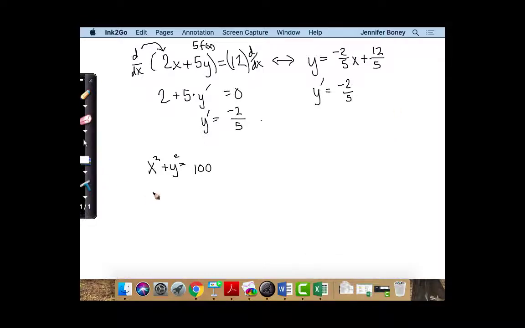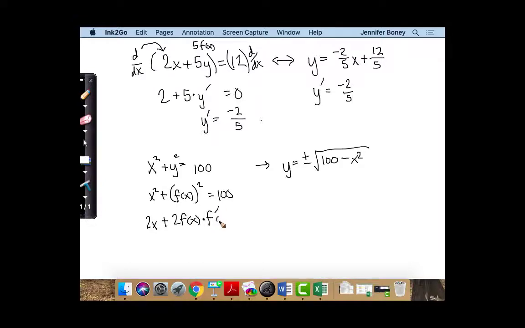And if I think of this maybe as x squared plus f of x squared equals 100. I mean, this one, I could solve it for y. Y equals plus or minus the square root of 100 minus x squared. But thinking about difficulty level of derivatives, this is slightly unpleasant. Plus it has a plus and minus, which is a little weird. This one, if I think about finding a derivative with respect to x, I get 2x plus the derivative with respect to x of this, 2f of x times the derivative of the inside function, f prime.